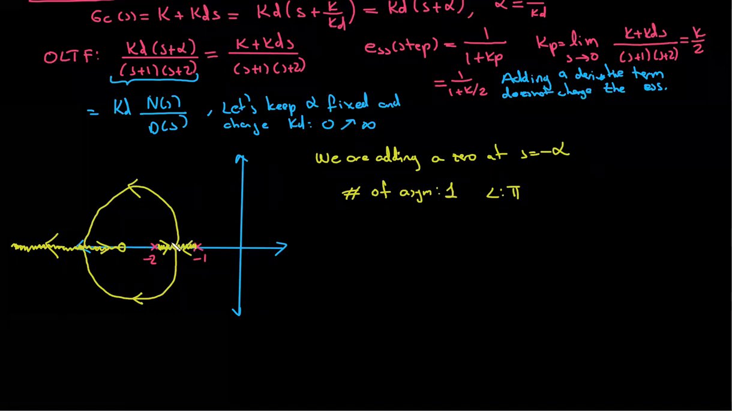Yes. Perfect. So this is the minus alpha point. Let's say this is the minus beta point. So what I would like to ask is, what is the minimum settling time for this system? What is the best achievable settling time as KD changes from 0 to infinity?